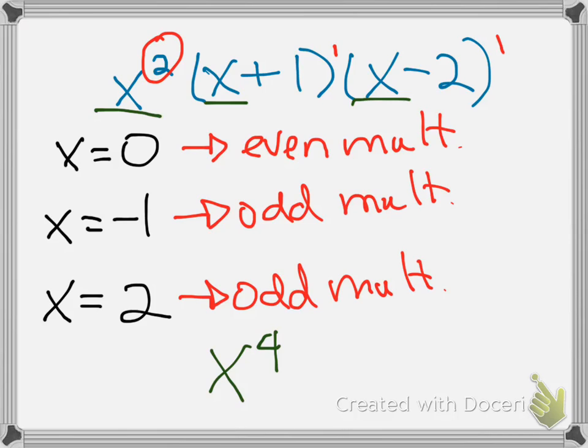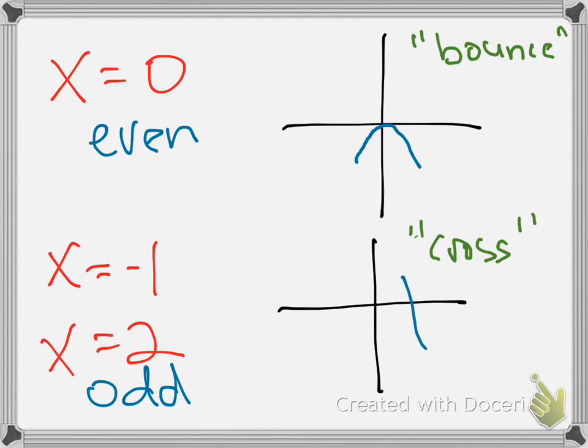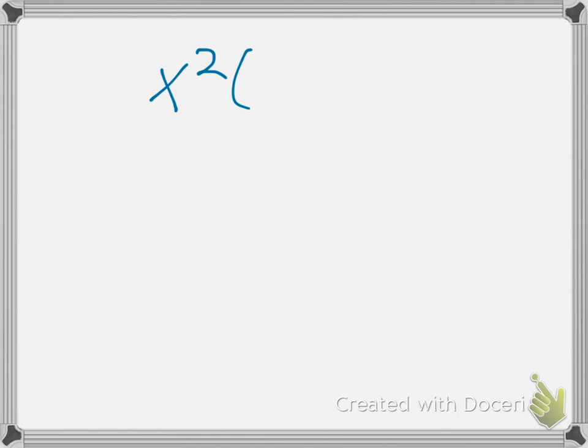So now, just like we talked about today, because 4 is even and a is positive, we know that the overall shape of our function is going to look like this. We know that the end behavior is going to be up and up. So let's take a look at how we could graph this function just from what we know right now. Our function is x squared times x plus 1 times x minus 2.